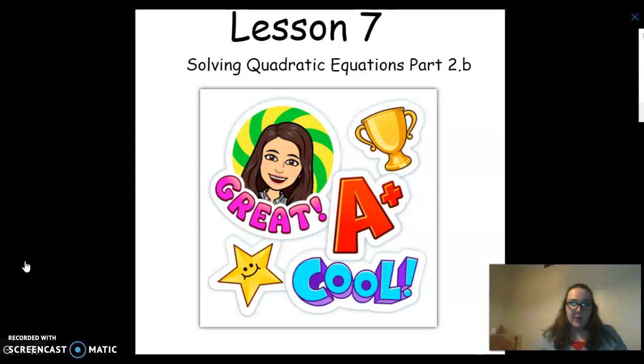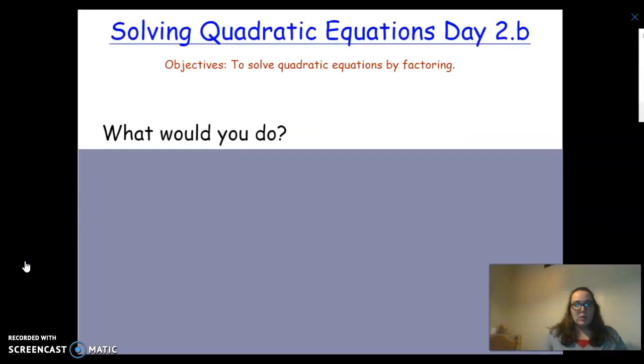Happy Monday, everybody. So this lesson today is called Solving Quadratic Equations Part 2.b because it's very much just combining and doing some things that we did last week that are the same here, okay? Solving Equations, Day 2.b.